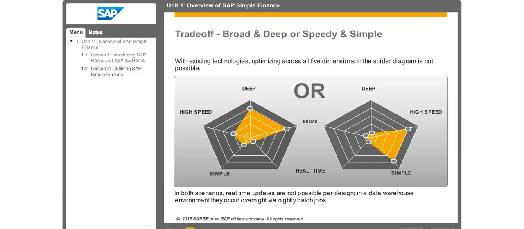In both scenarios, real-time updates are very difficult, almost impossible to design. In a data warehouse environment, updates occur overnight with nightly batch jobs, and the aggregated data comes from sources that probably already have different data.